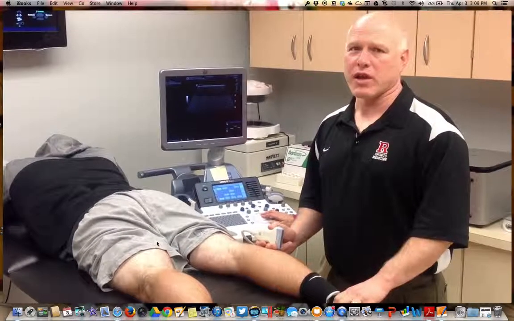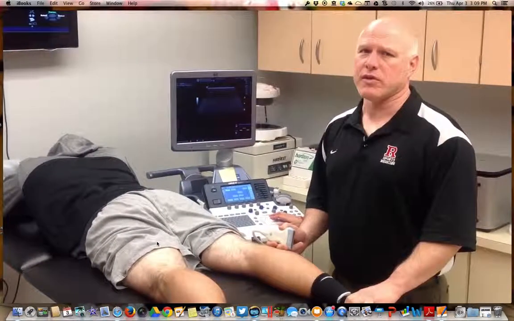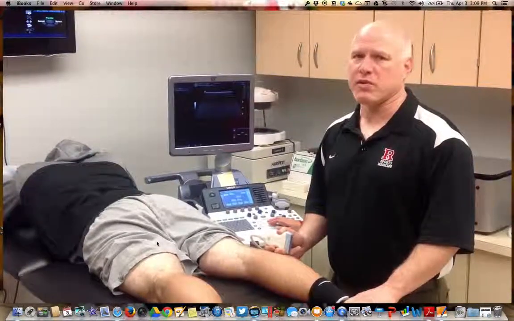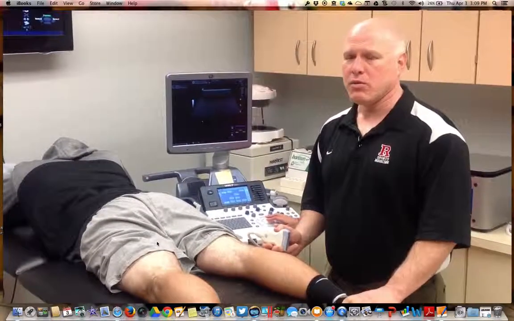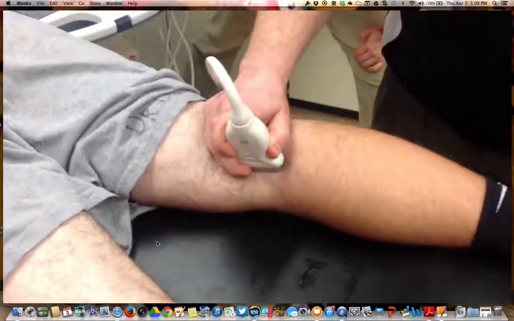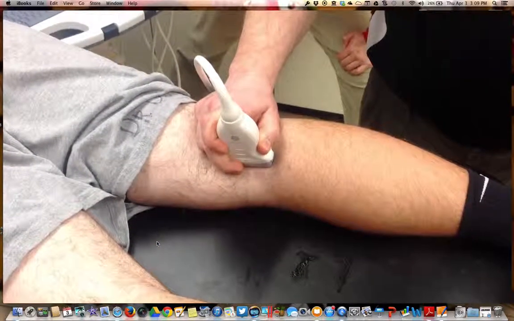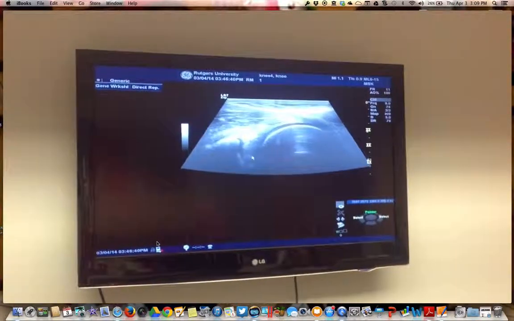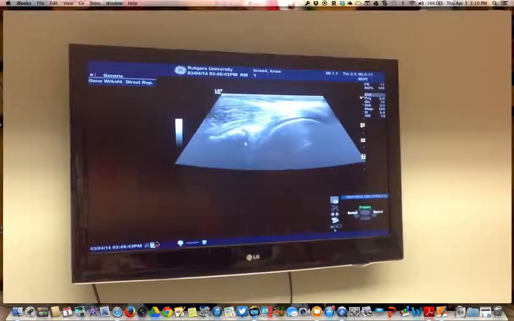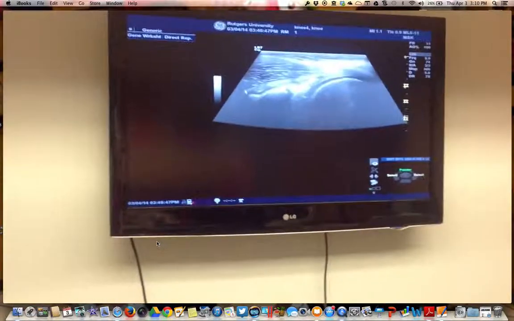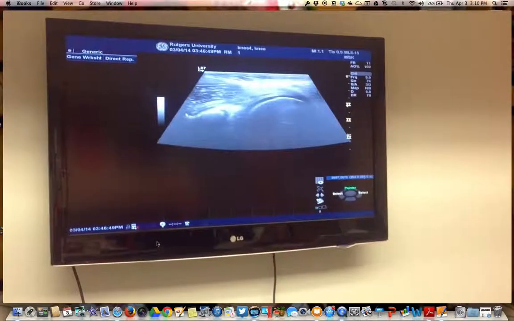Our next structure to look at is going to be the semimembranosus attachment into the tibia. Semimembranosus actually has multiple attachments, but its broadest is into the tibia. We will again use our position to find the medial meniscus by going longitudinally and finding the femur with its cartilage above, the meniscus again sitting in the joint space, and I will bring the probe slightly medial, and I will then start to see the broad attachment of the semimembranosus tendon coming in and attaching directly on the tibia.